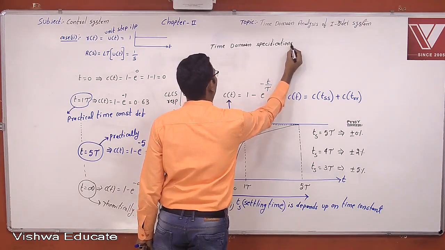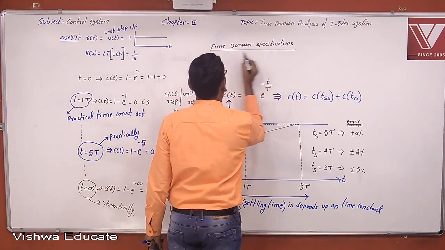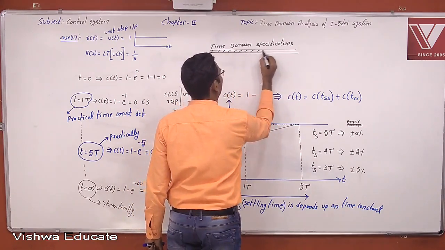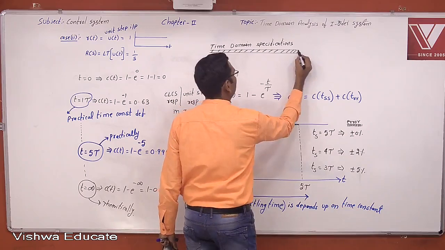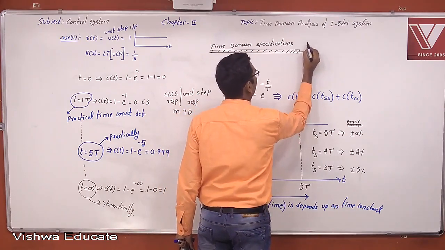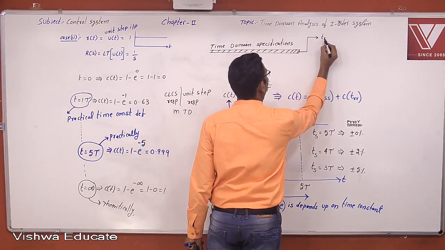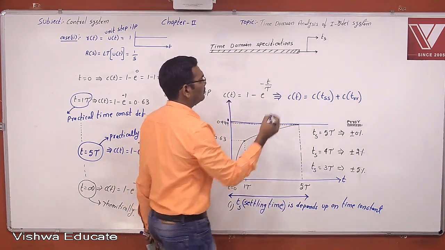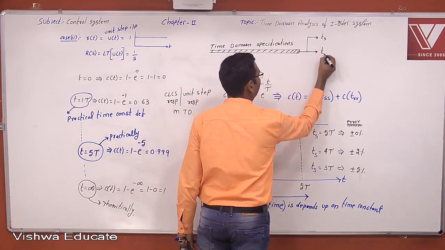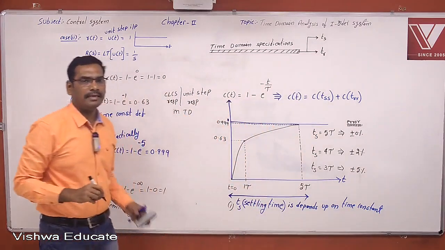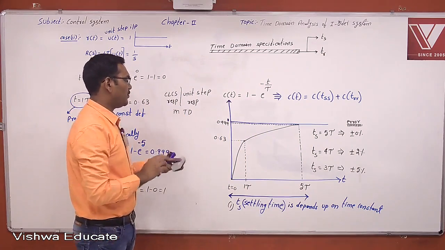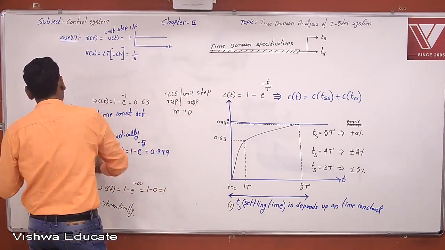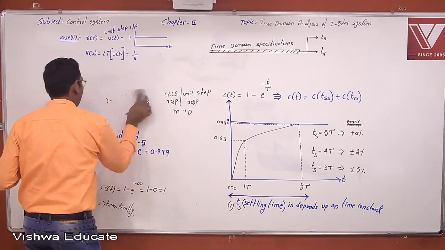Now among these time domain specifications, we already finished one, which is nothing but settling time. Then we will see another one, rise time. Now we'll see that rise time is another time domain specification. So what is the rise time? Now this is the practical response, therefore we can find all the time domain specifications.